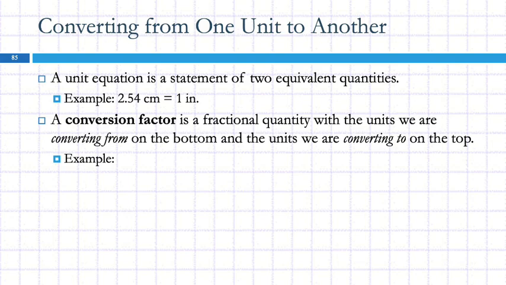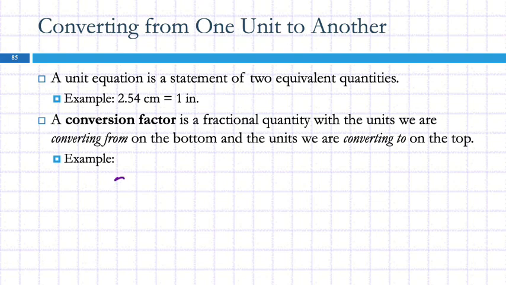Okay, so what we call a unit equation is just a statement of two equivalent quantities. So we can say that 2.54 centimeters is equal to 1 inch. So this is the same length, it just has two different names. We can call it 1 inch, we can call it 2.54 centimeters. They mean the same thing, okay? We can take that unit equation and make it into a conversion factor.